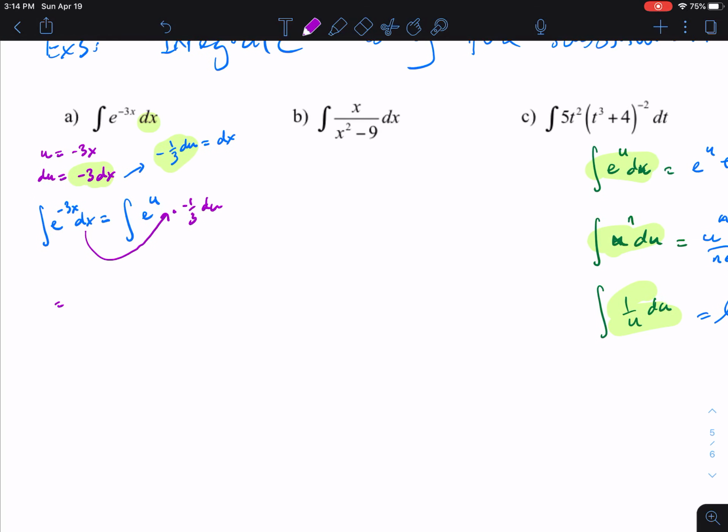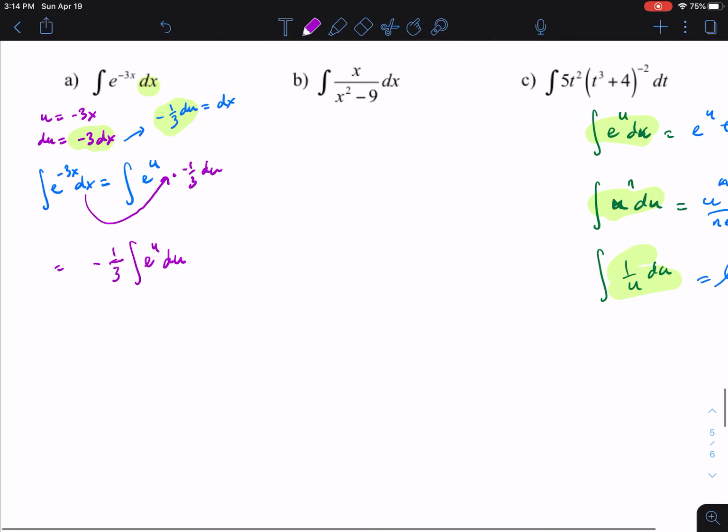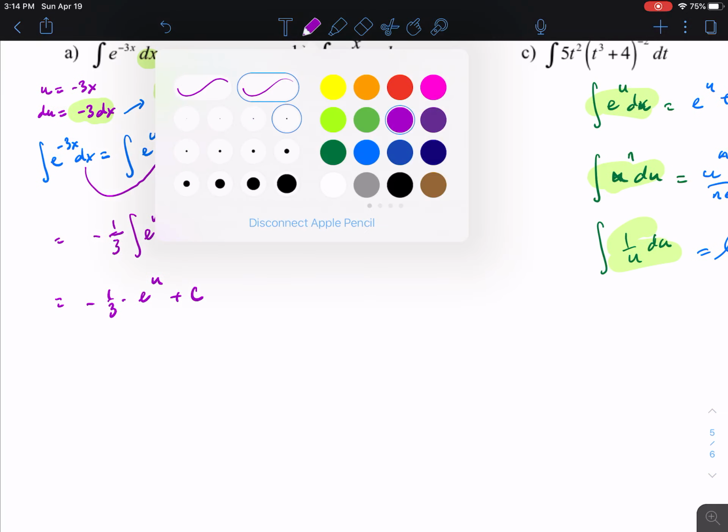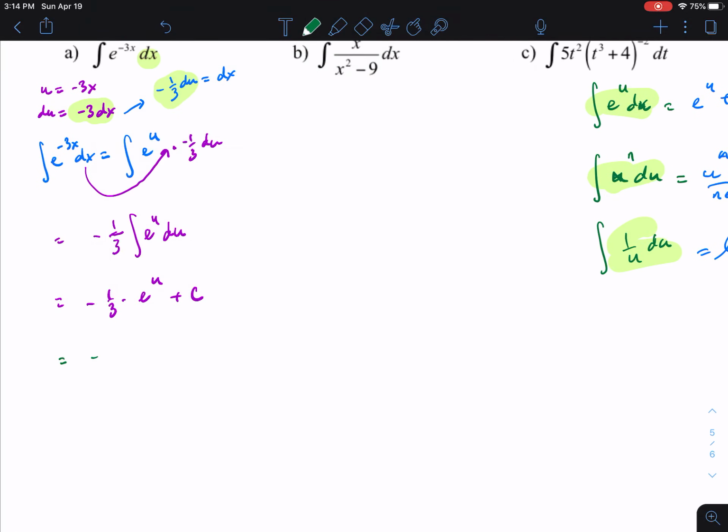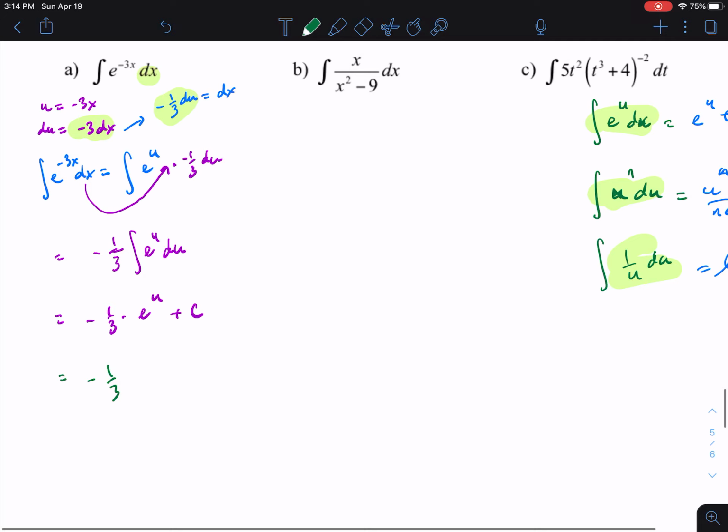So now we can pull out that constant. Negative 1/3 comes out in front, times e to the u du. What is the antiderivative of e to the u? It's just going to be e to the u itself plus some constant c. We can now replace what u stands for. We let u equal negative 3x, so it's going to be e to the negative 3x there plus some constant c. And that's going to be your answer.